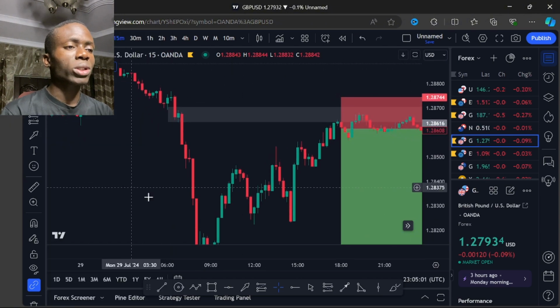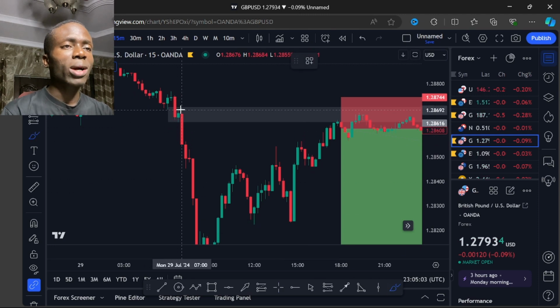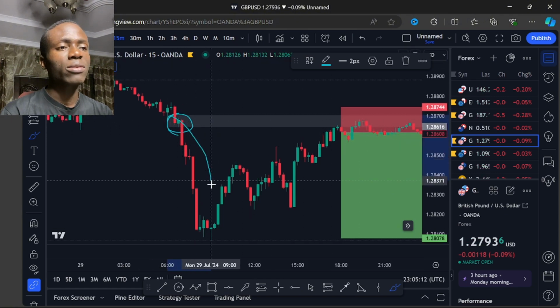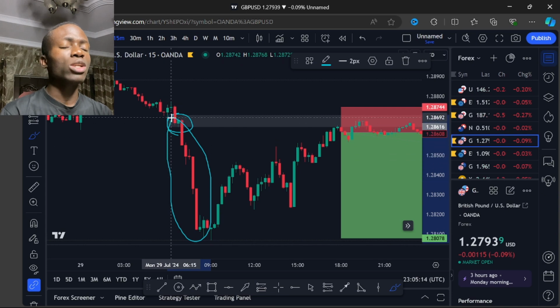So now here's what I mean by power moves. Take a look at this point here. You can see after the market printed this tiny bullish candle, it was followed by an aggressive sell-off from the area. Now this is what we mean by power move.